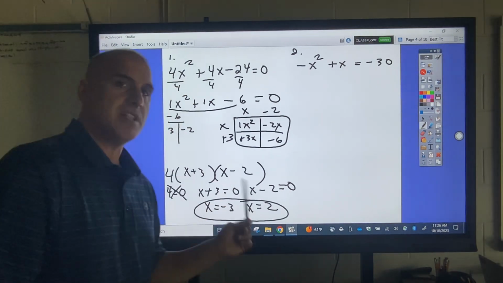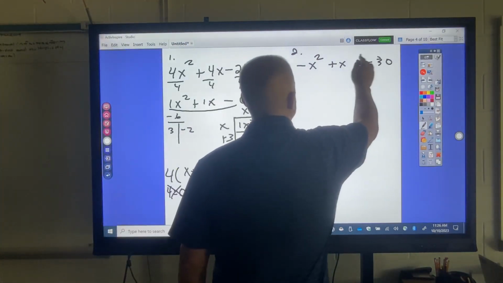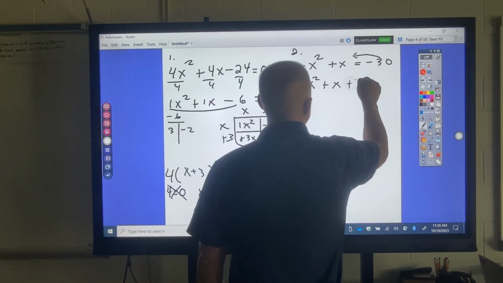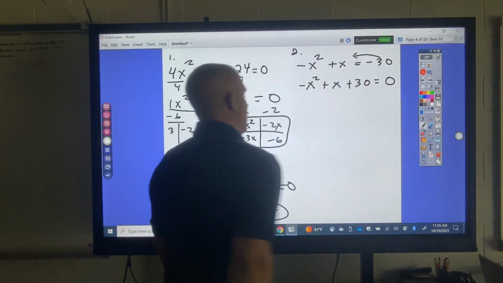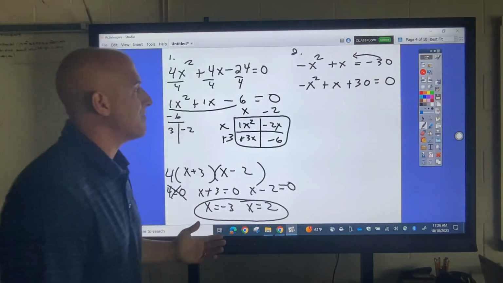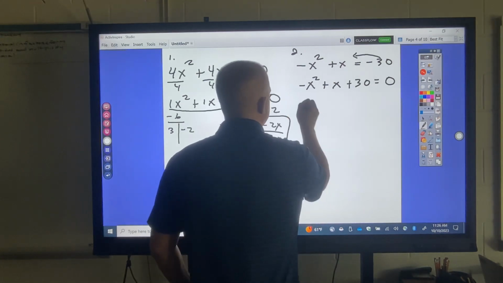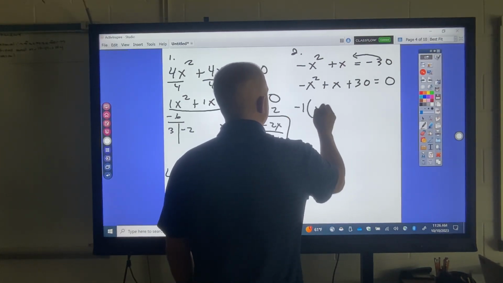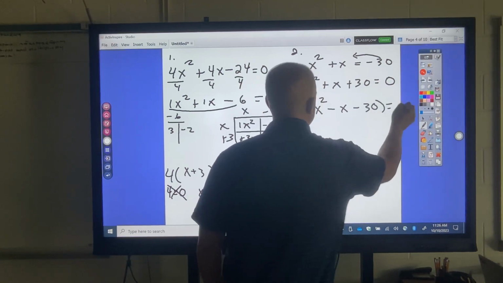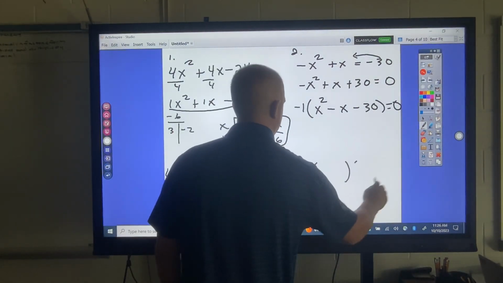Now, when you get to these, there's a couple ways I want to show you how you can do this. If I move this back, let's say I had this. Now, I want to avoid having the negative in front of x squared. I probably would have moved it to the other one, but if I take out a negative 1 here, that's going to be x squared minus x minus 30 equals 0, and that negative 1 would come down and join the factors.